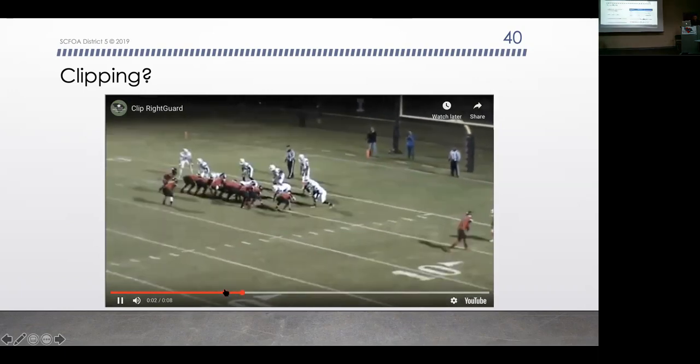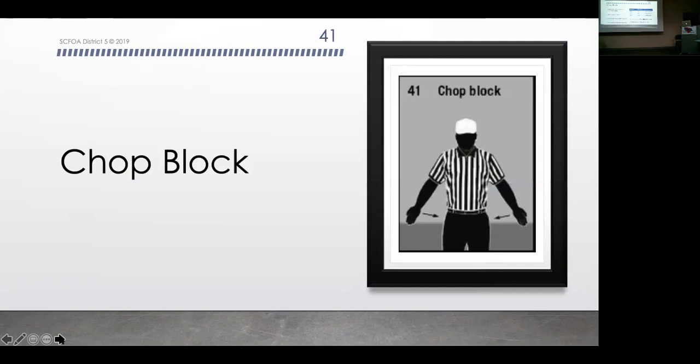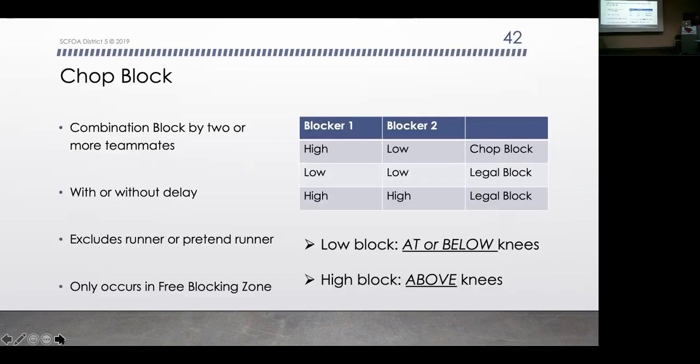Chop block. So this is a combination block by two or more teammates with or without delay. Again, we're excluding a runner or simulated runner. Chop blocks can only occur in the free blocking zone. If you have a chop block outside the free blocking zone, what type of illegal block is it? A block below the waist. Yep.